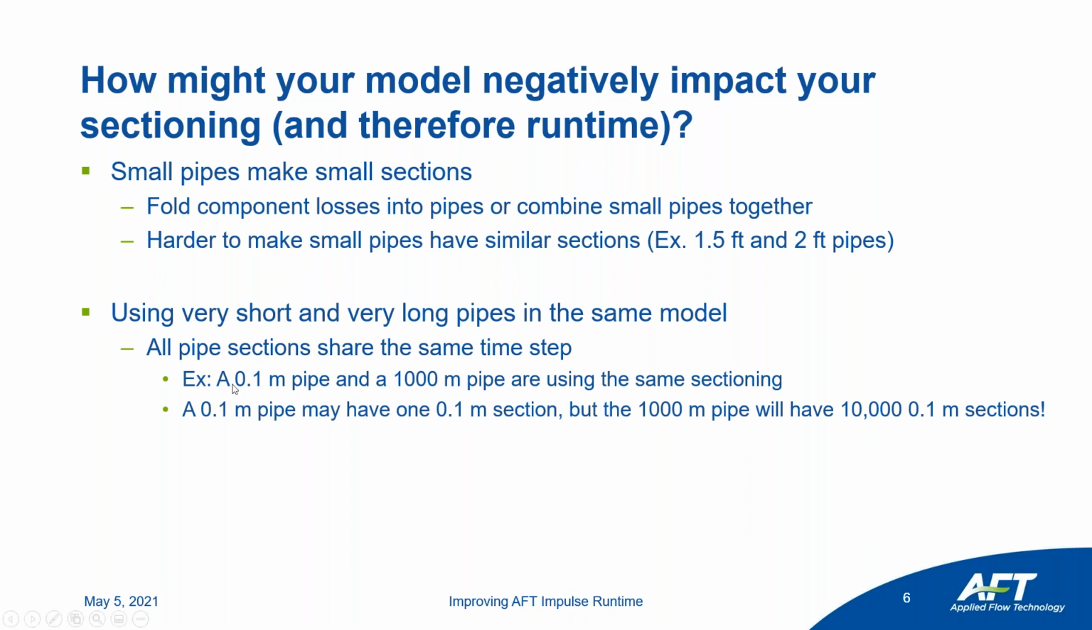So let's say that we have one section in our 0.1 meter pipe. We have to apply that same section length to our 1,000 meter pipe, and now we have 10,001 sections that we need to calculate for every time step. And with such a short length, our time step is also going to be incredibly short. So mixing very small pipes and very large pipes is going to cause issues.